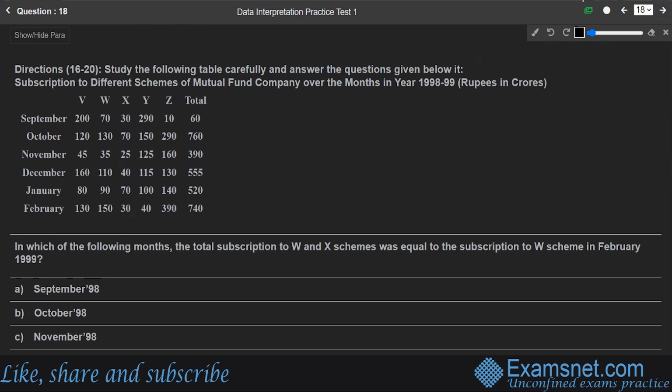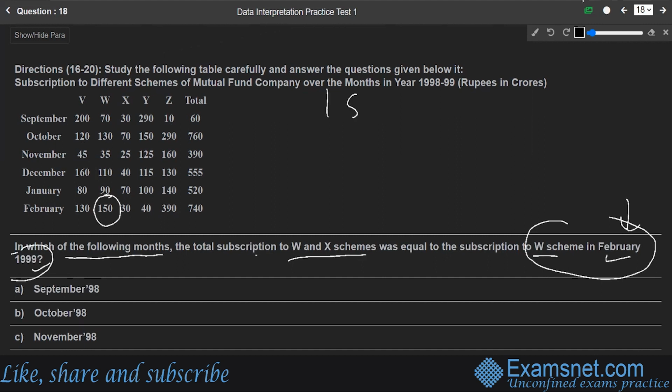Now, again, the same data is presented. This time around, he's asking in which of the following months the total subscription to W and X schemes was equal to subscription to W scheme in February 99. So let us first find out what the W scheme value in February is. W scheme value in February is 150. So we have to compare any total with 150.